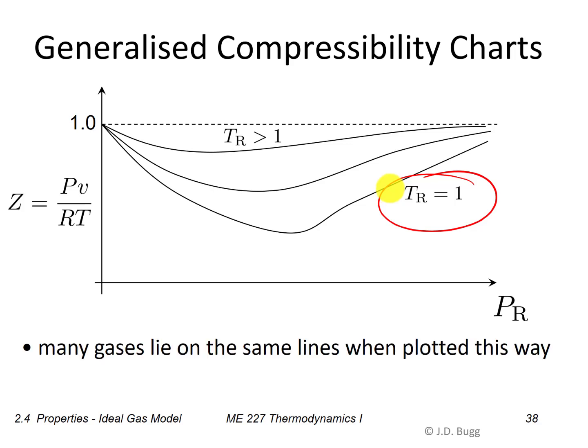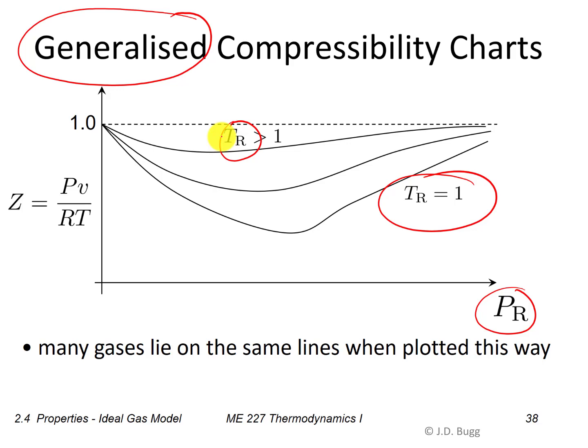So many different gases lie on the same lines when we plot them in this way. In fact, that's the reason that this is called a generalized compressibility chart, because we can use it for lots of different gases. And in fact, the reason we can do that is because we're using reduced pressure and reduced temperature, so that a single chart can be applicable to a variety of gases. Now, you can certainly get compressibility charts that are made for specific gases.